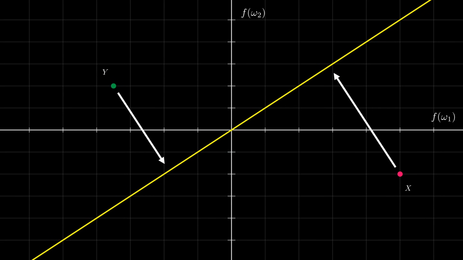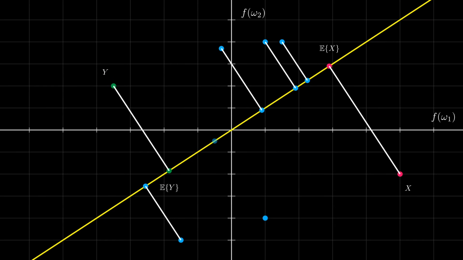Okay, so let's try to visualize this by looking at two such residuals. With again our two random variables, x and y, project them onto the subspace of constant functions and draw their residuals. And what we get are residuals that are always parallel. No matter where we draw such a residual, they always point into the same direction. So that seems to be a problem, right?